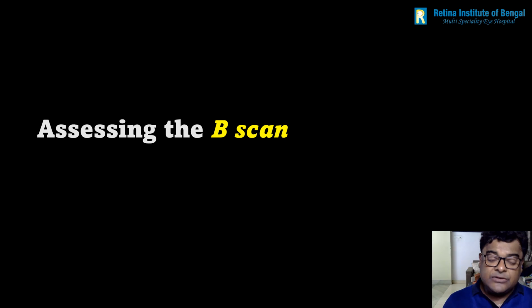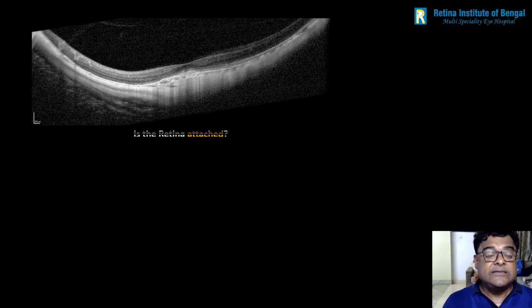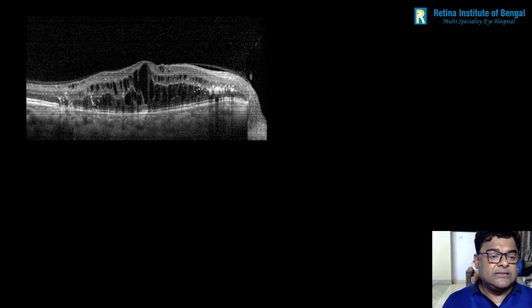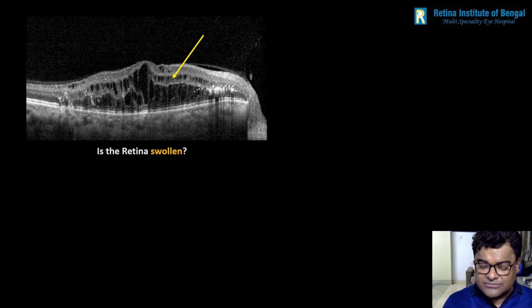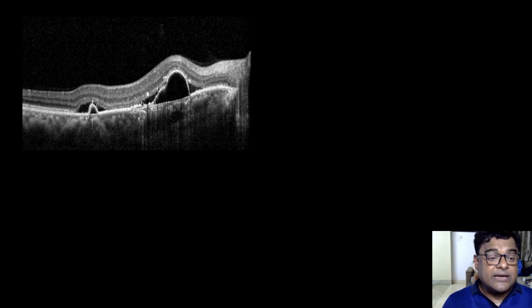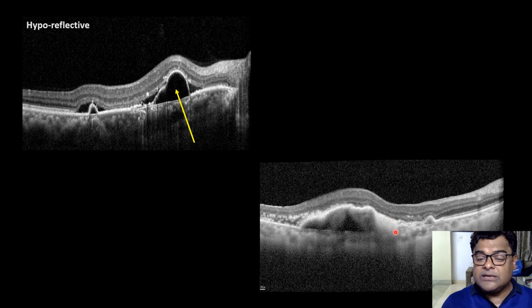So what can we learn by just looking at the B scan? By just looking at the B scan, without doing any further critical analysis, you can make out whether the retina is attached or detached, whether there is swelling of the retina or whether the retina is thinned out like this. You can make out whether there is any dark abnormal space like this, which is a hyporeflective lesion, or there is a bright abnormal lesion like this, which is a hyperreflective lesion.